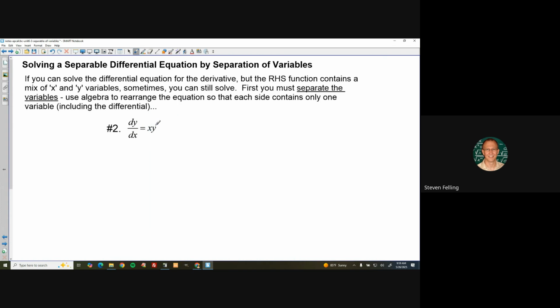Well, we're going to end up taking two integrals, a separate integral on the left and the right. But first, we're going to separate the variables so that each side has only one of the two variables. So that's why this method is called separation of variables.